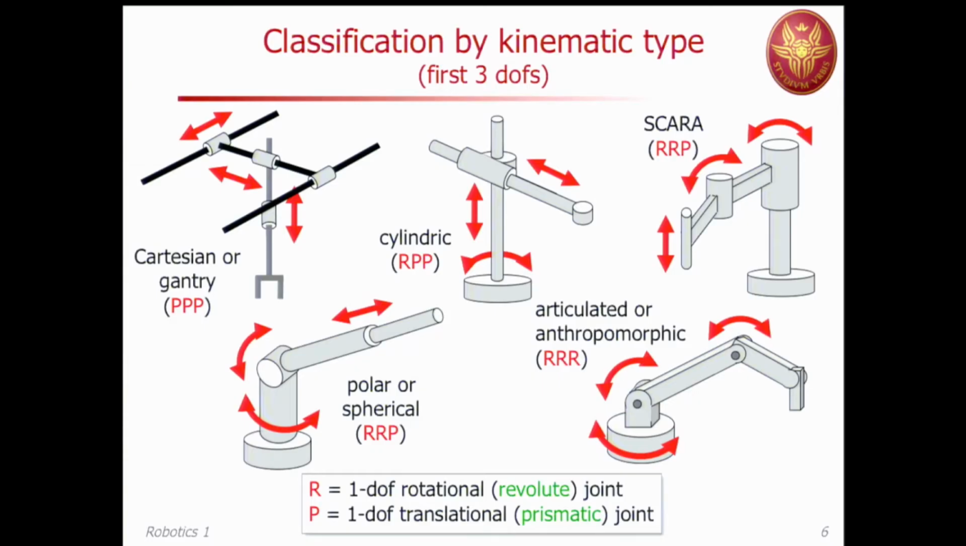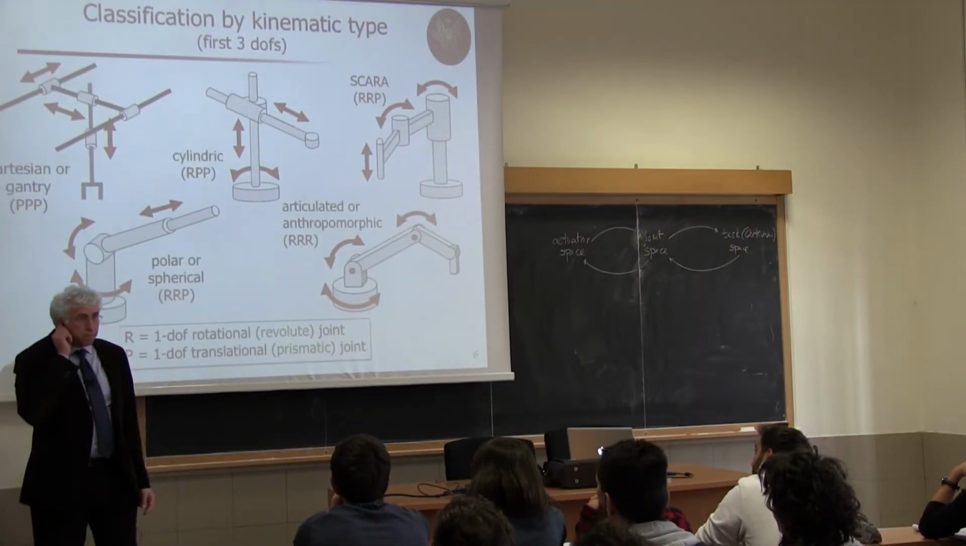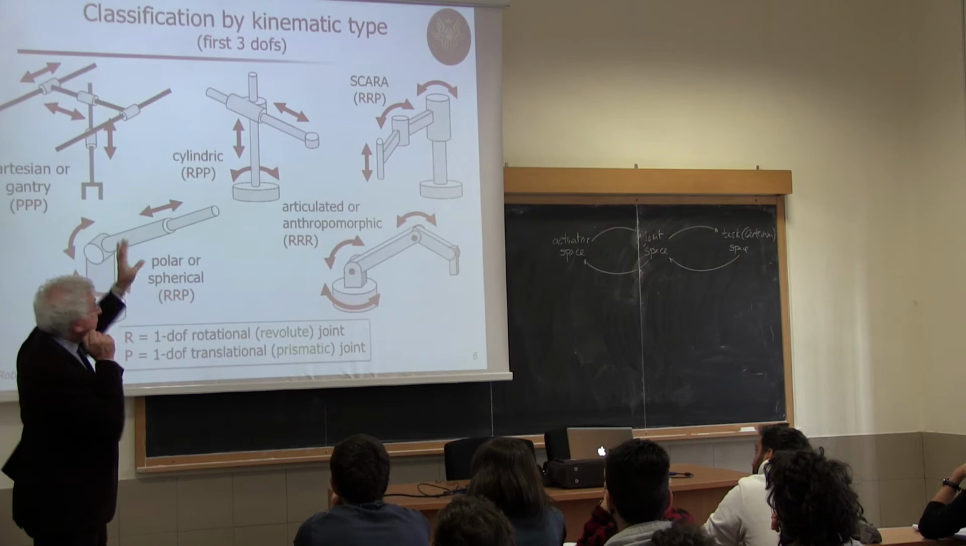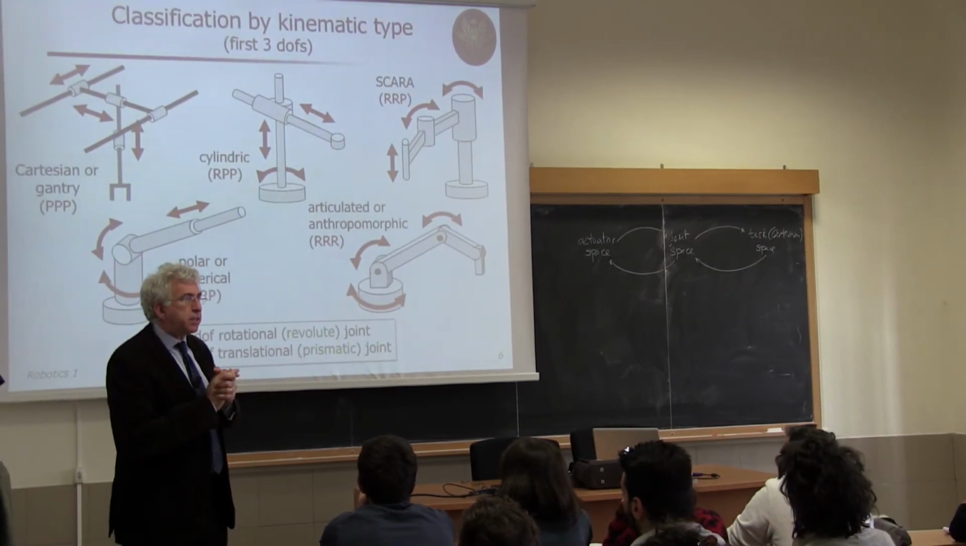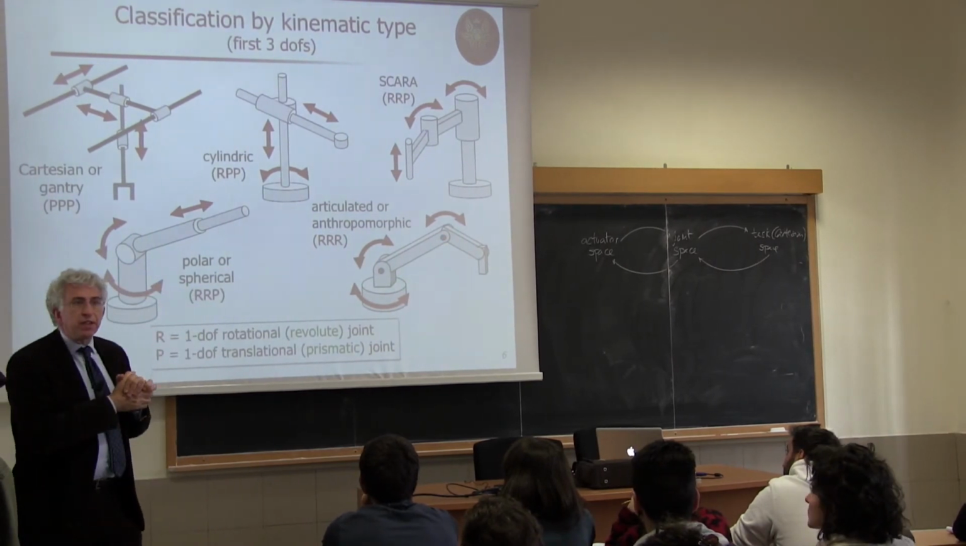Now, we have talked about revolute and prismatic joints. Here is the standard classification that you find in any textbook concerning some symbols. We use an R for describing rotational degrees of freedom, also called revolute joint, and a P for describing a translational joint, also called prismatic. And here, just looking at the first 3 degrees of freedom, or joints, of manipulators, we may have this type of classification.